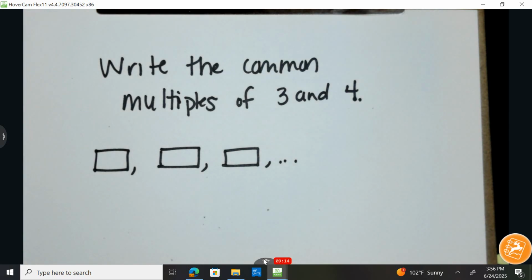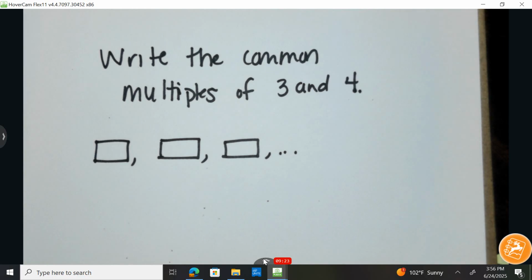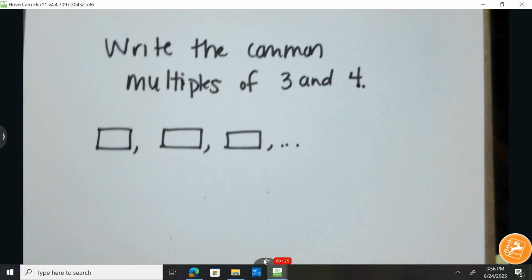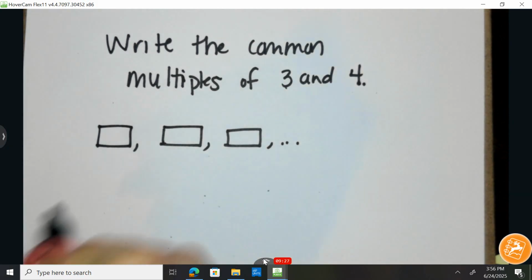Write the common multiples of 3 and 4. It does not use the word least. It just wants us to practice listing multiples and then identifying what they have as common values in both lists. So I'm going to start by writing the multiples of 3.